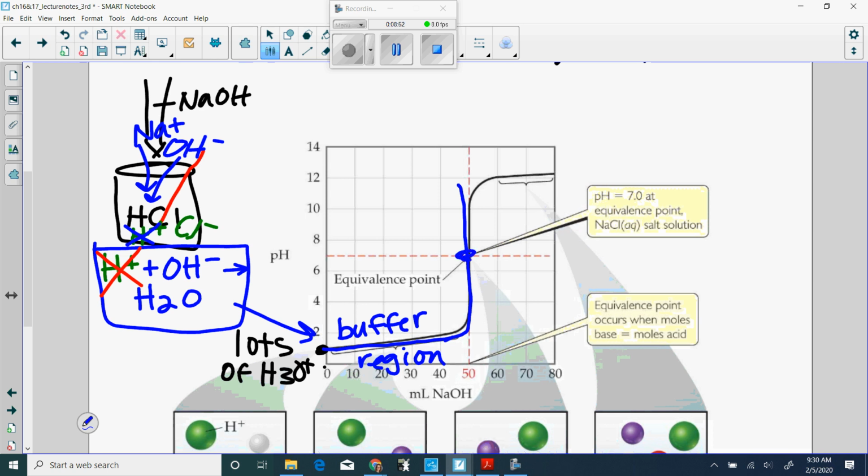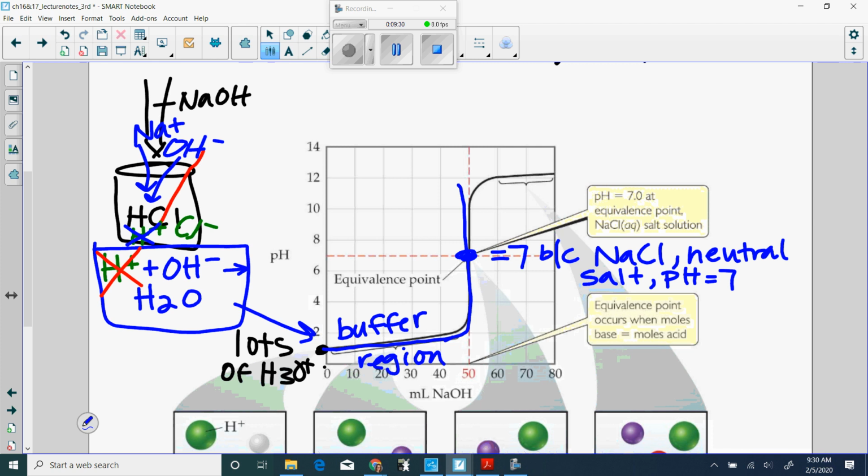The center of this spike is called the equivalence point, right? The equivalence point for a strong acid, strong base is always going to be 7 because all we did was make a neutral salt. Trick question, pH is 7. I don't even have to do math to figure that out. Now, I know ours is NaCl, but it could be any strong acid, strong base. They're always a neutral salt.